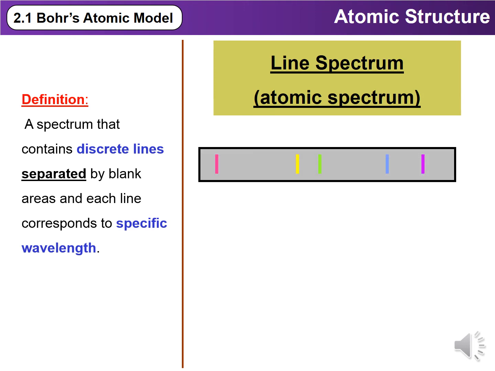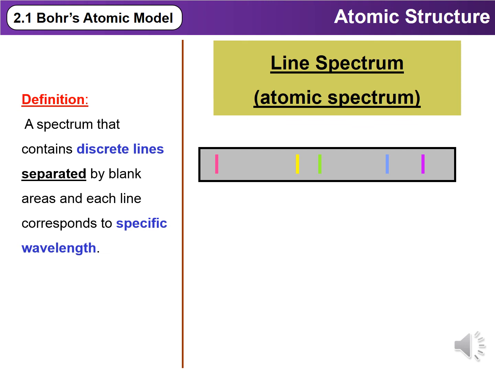Now we are going on. So we know that Bohr has 4 postulates to support Bohr's atomic model. Now we are going on to line spectrum. Okay, what is line spectrum?